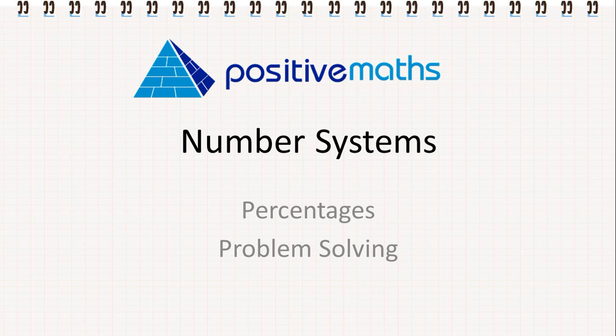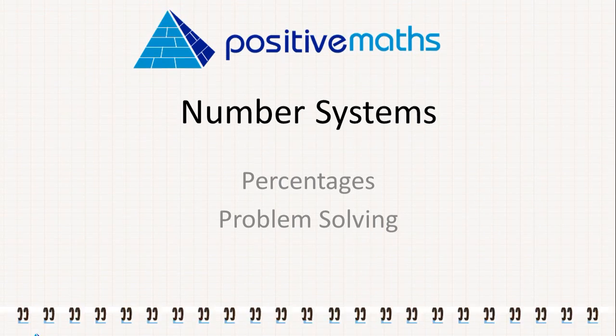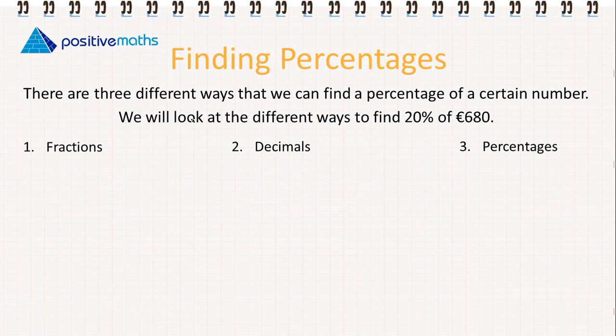In this video for Positive Maths, we're going to look at problem solving with percentages. So there are three different ways that we can find a percentage of a certain number. We will look at the different ways to find 20% of 680 euro.